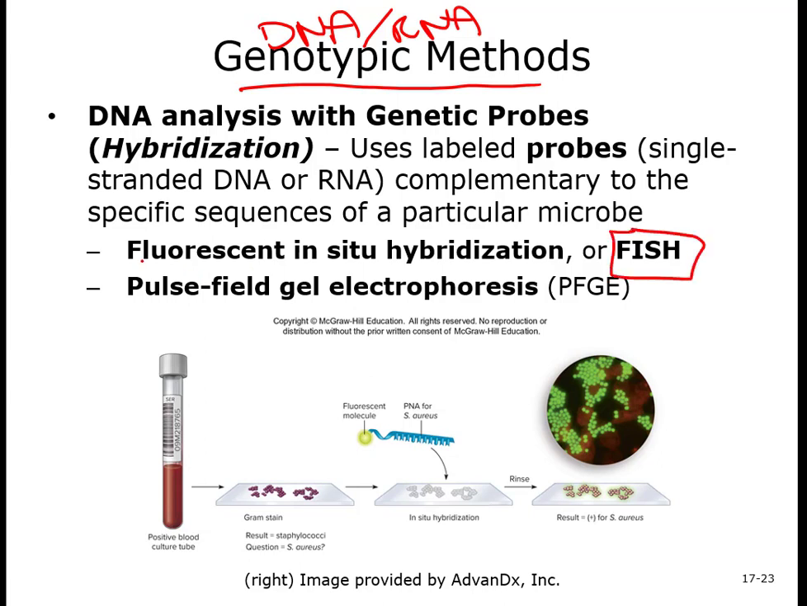FISH stands for fluorescent in situ hybridization. Whenever you see this word hybridization, that just means for two things to hybridize or attach to each other. During hybridization, two strands of either DNA or RNA are attaching or hybridizing to one another. So let me explain how FISH works.